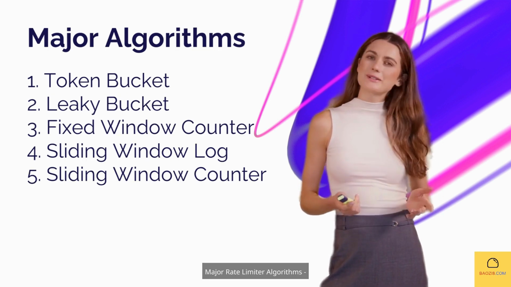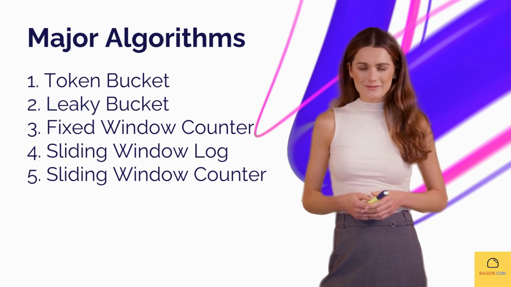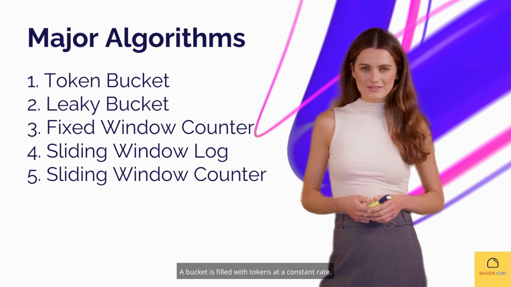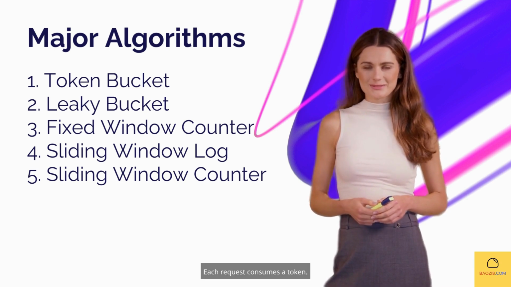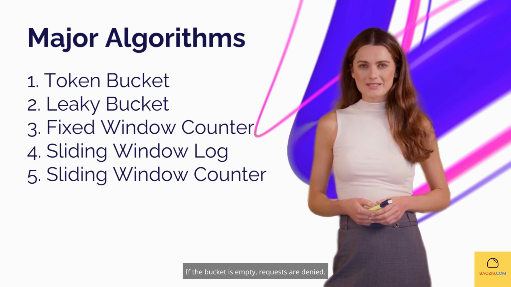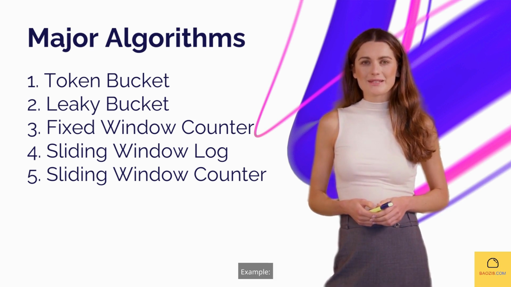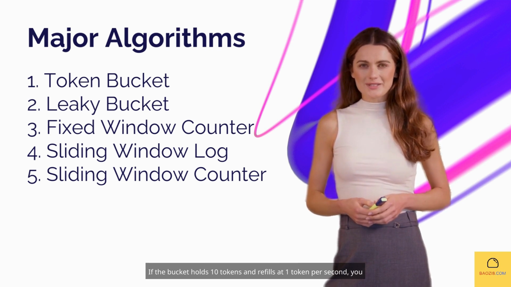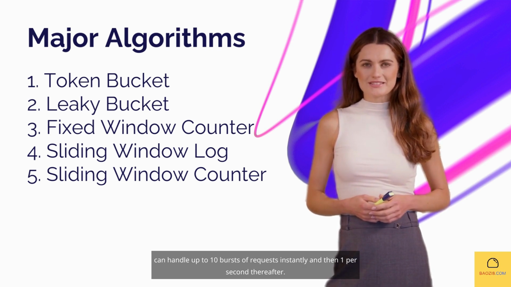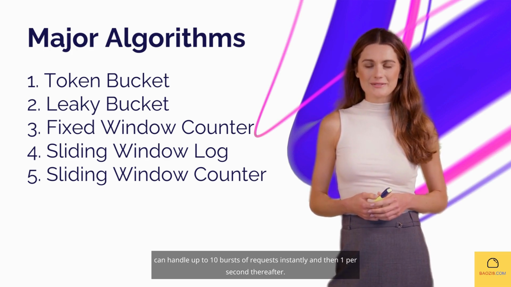Major rate limiter algorithms. 1. Token bucket. A bucket is filled with tokens at a constant rate. Each request consumes a token. If the bucket is empty, requests are denied. Example: if the bucket holds 10 tokens and refills at 1 token per second, you can handle up to 10 bursts of requests instantly and then 1 per second thereafter.